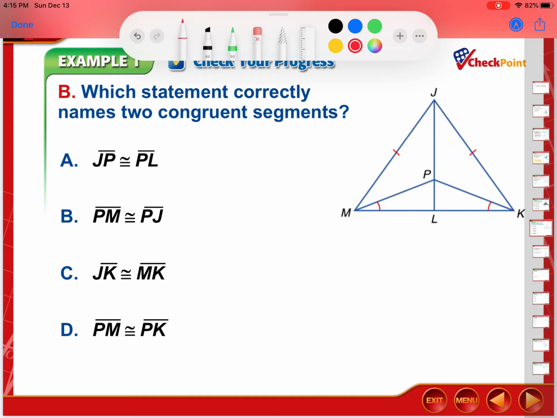That one was kind of tricky. That one threw me for a loop. So let's look at our next one here. Which statements correctly name two congruent sides? So once again, I like to do the same process. So JP and PL. JP, so this piece here, and PL, those don't even look the same. So I feel pretty confident saying probably not.